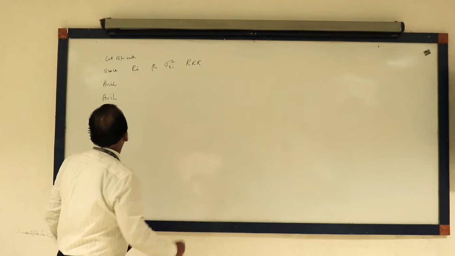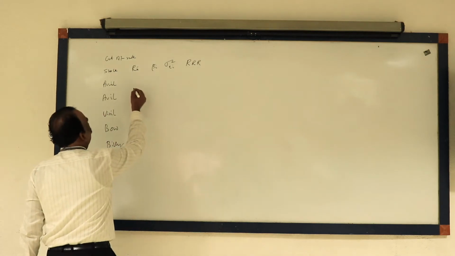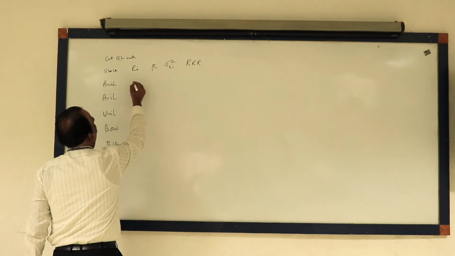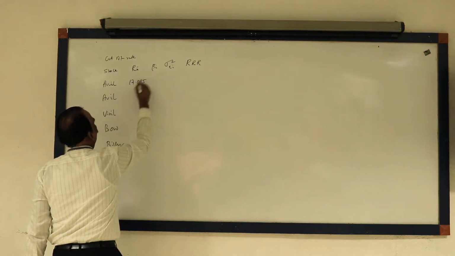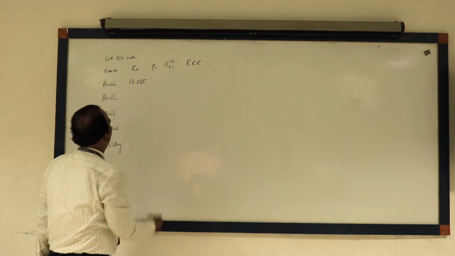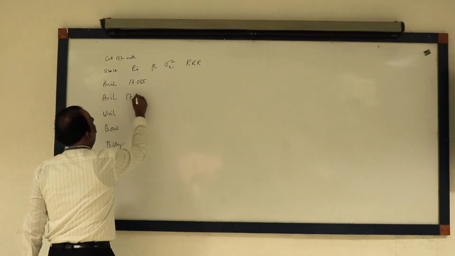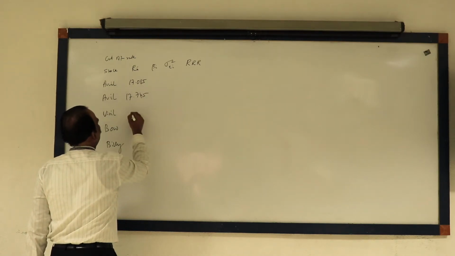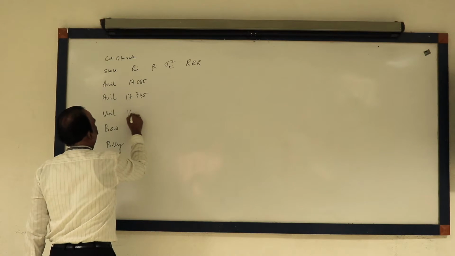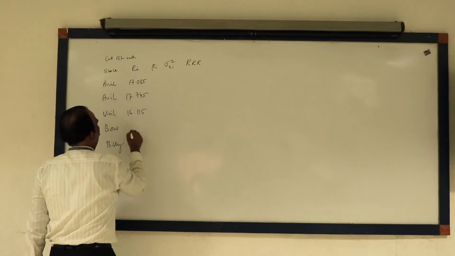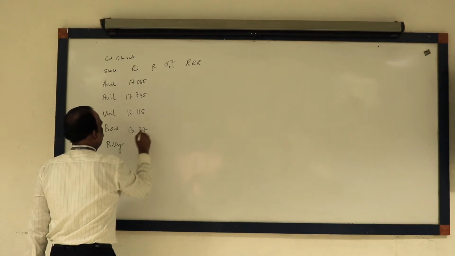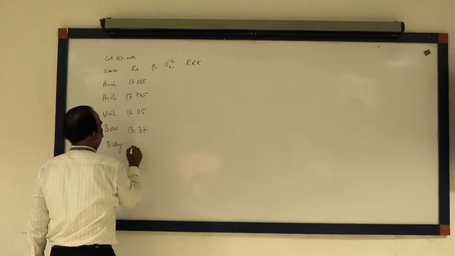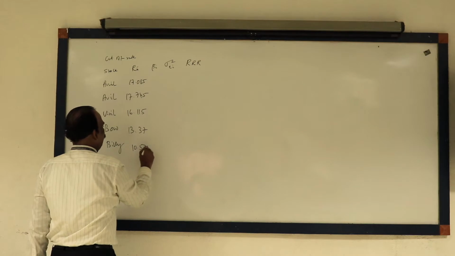Then Ri for Anil is 17.085. Avil is 17.745. Viril is 16.115. Then Bow is 13.37. Billy is 10.575.